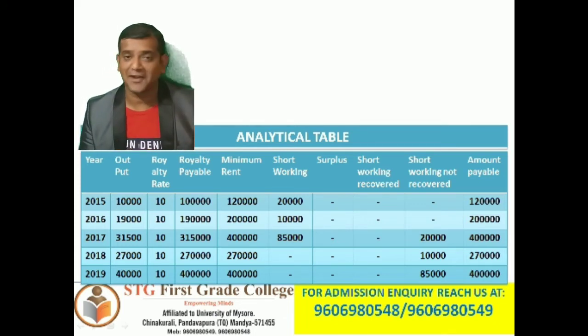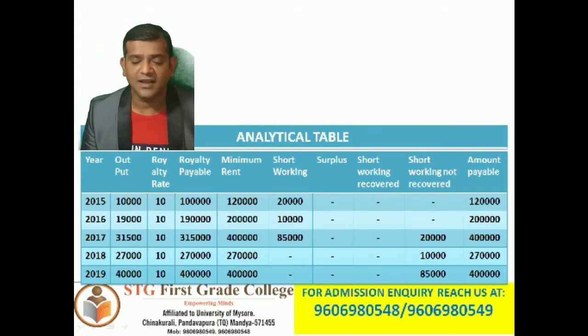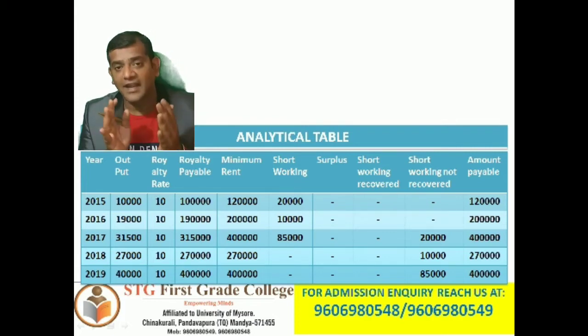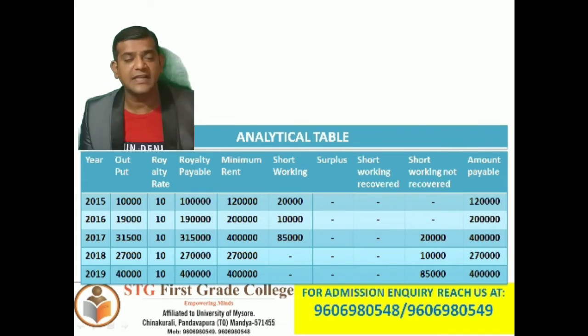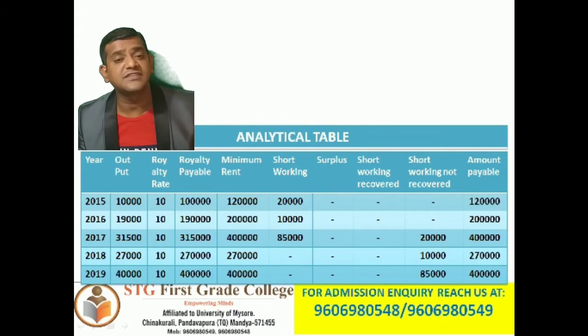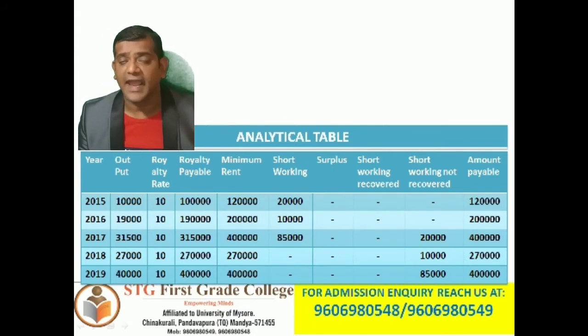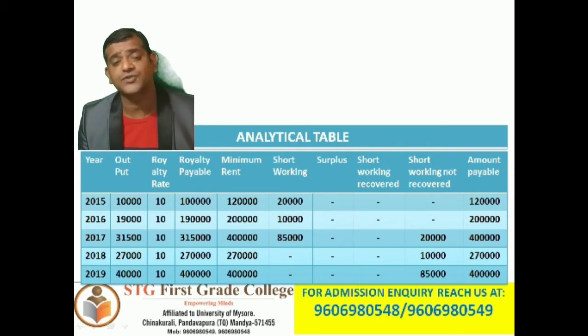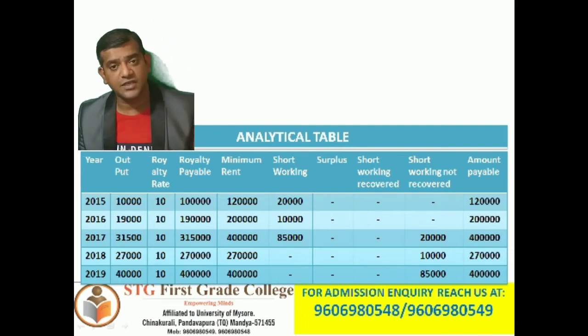So what is the royalty rate? 10 rupees. So 40,000 into 10 comes to 4 lakh rupees. So minimum rent, how much? 4 lakh rupees only, correct? So royalty payable also 4 lakh and minimum rent also 4 lakhs. So short working nil, there is no surplus at all, there is no short working recovered, there is a short working not recovered of the third year, that is 2017. How much short working was there? 85,000, that we couldn't recoup, because the duration was 2 years to recover any short working if any.